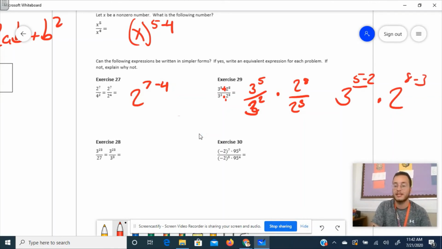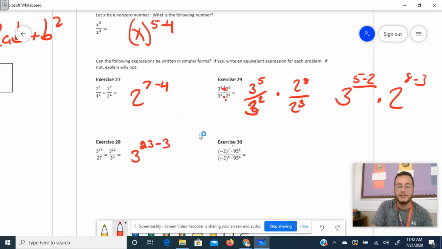I just want y'all to see that it's subtraction. Over here, they simplified 27 to be 3 to the 3rd power, which is correct. I have 3 to the 23rd power divided by 3 to the 3rd. My base is 3. 23rd minus 3.